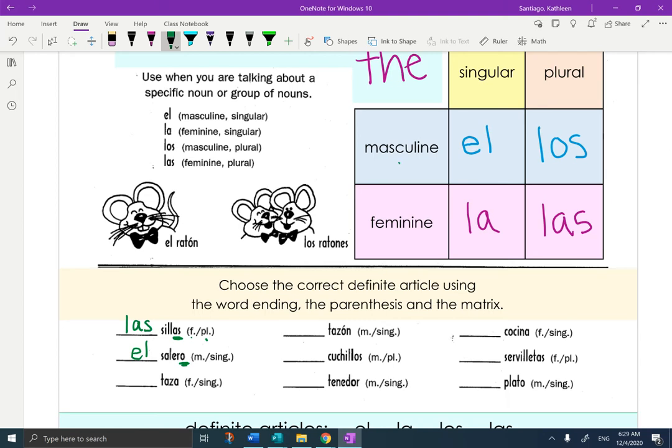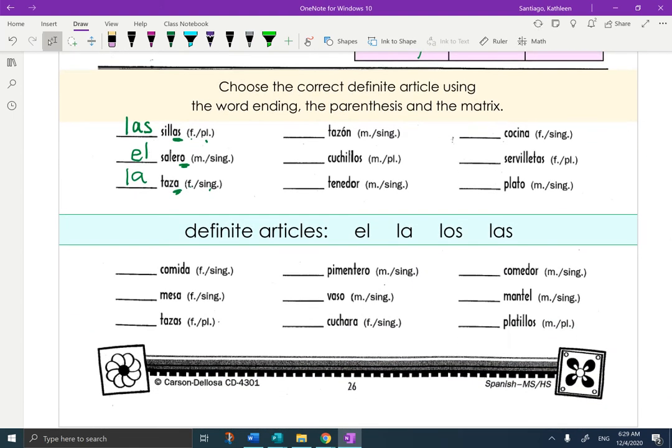So generally, if it ends in an O, here generally if it ends in an A. O, maybe OS, A, AS. Here we go. Tasa. Look at the end of the word. It's feminine singular. Feminine singular, la tasa. You can finish the rest of those. And then we're going to do the same thing here below. Comida is la. I'm going to go across on this one. Pimentero ends in an O, masculine singular. El pimentero.